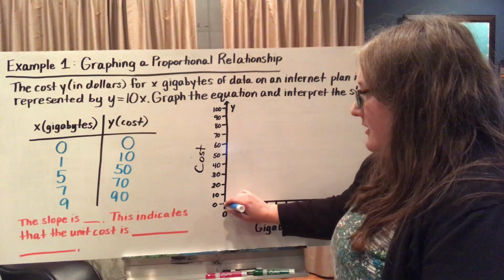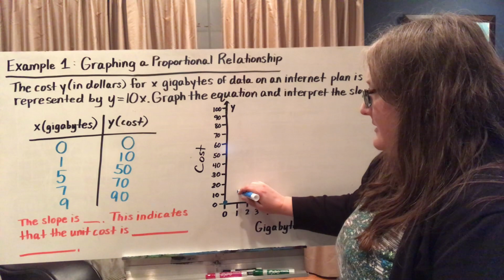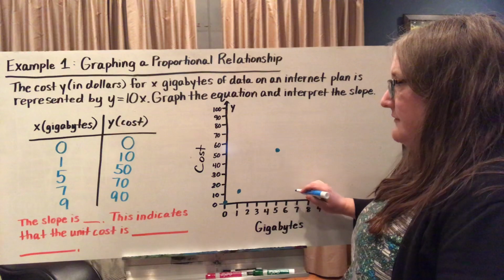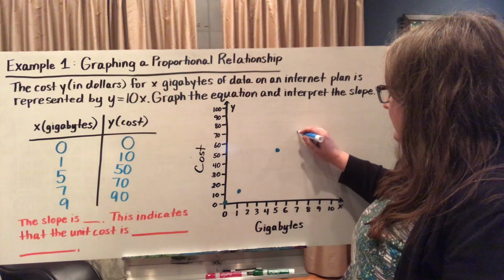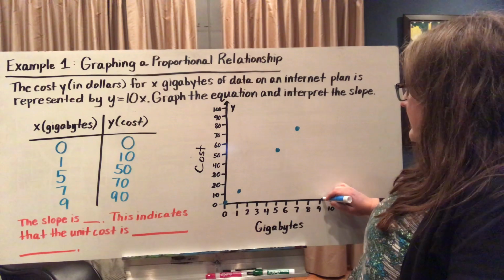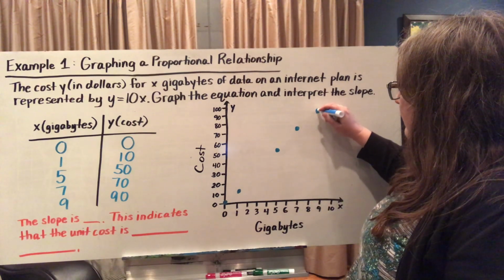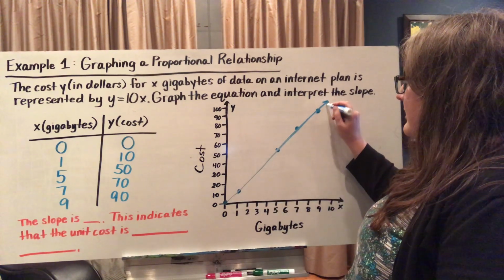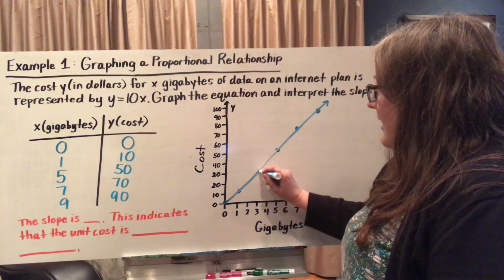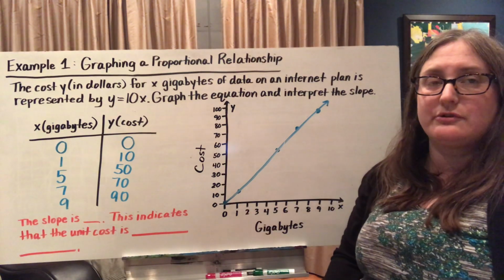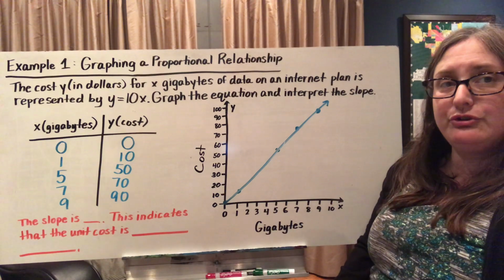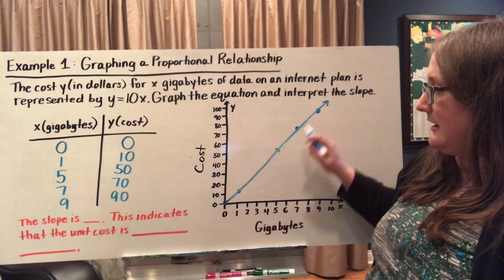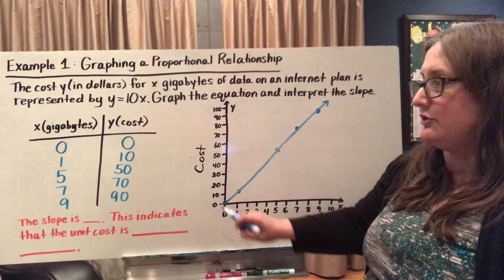I've got 0, 0. I've got 1, 10. I've got 5 cost $50. I've got 7 cost $70. And I've got 9 costs $90. So I can draw a line through these. I see that not only are they a straight line, but the line is going through the 0, 0 point, the origin point. Those two key factors are clues that this is a proportional relationship. My straight line and my line goes through the origin.